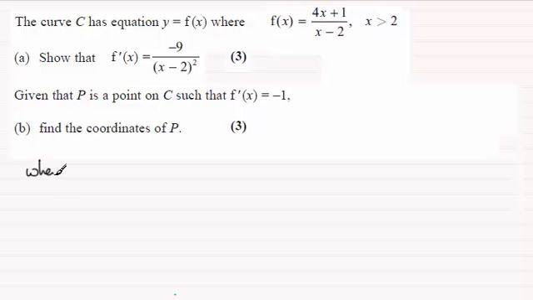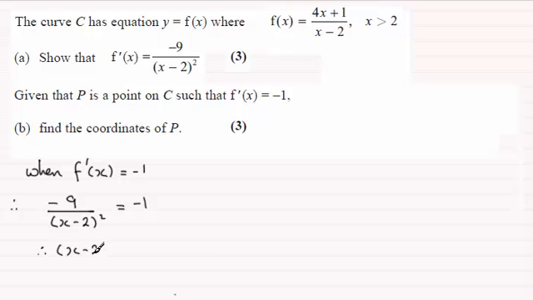So we've got here, when f dash x equals -1, then f dash x is this, so that's -9 all divided by x minus 2 all squared. That's going to be equal to -1. Rearranging this, multiply both sides by -1 and times by x minus 2 all squared. That gives x minus 2 all squared equals 9.